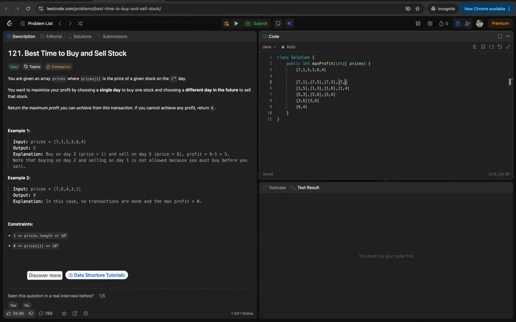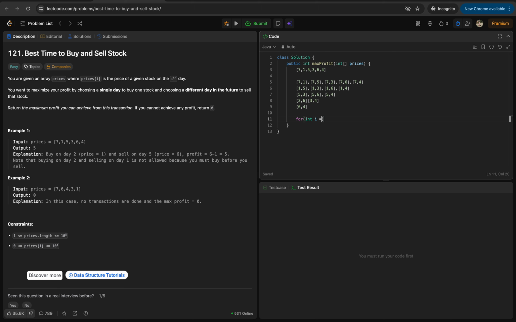7 4, sorry, 7 3 हो गया, 7 6 and then 7 4. ठीक है. So these are all the pairs, and then हम सारे pairs का difference find out कर लेंगे, और जो मैक्सिमम डिफरेंस होगा वो हमारा आंसर हो जाएगा. और इन पेयर्स को फाइंड आउट करने के लिए हम दो फॉर लूप लिखेंगे.